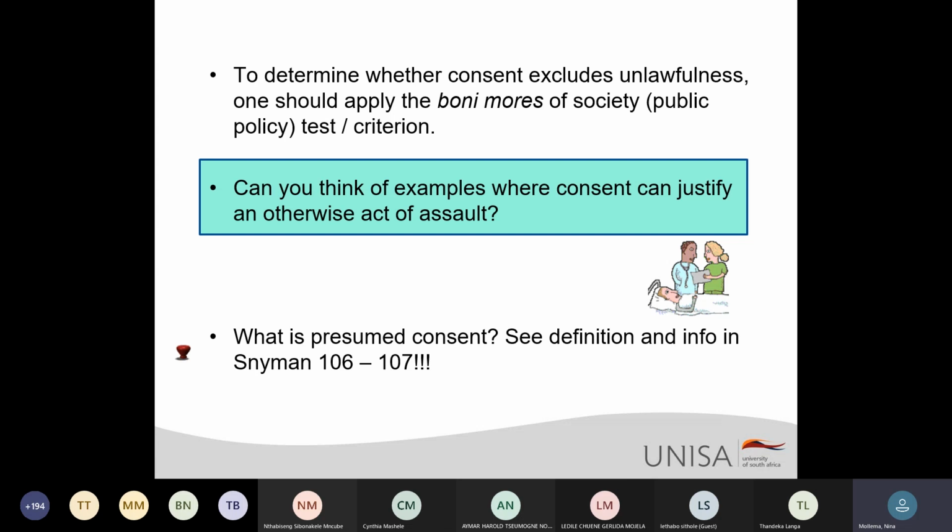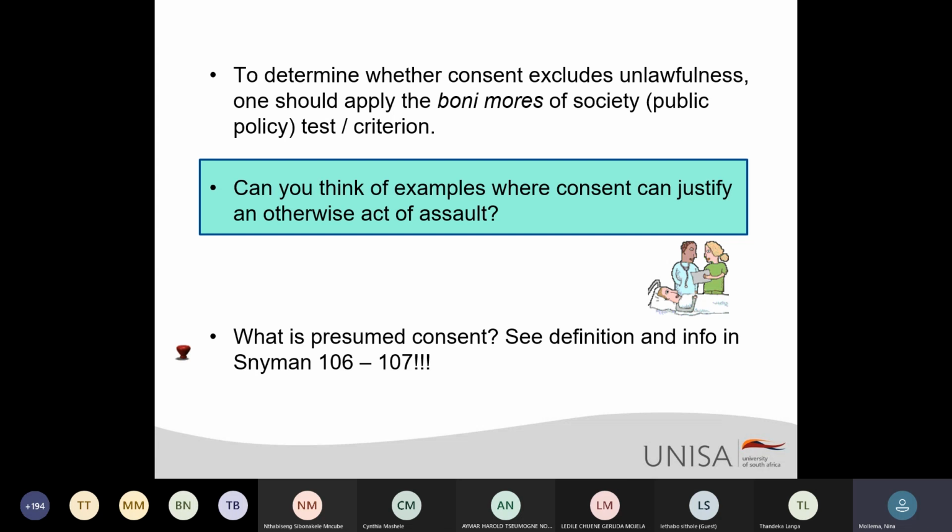Now again, the doctor's example. Can you think of an example where consent can justify an act of assault? It's basically, as you can see with the little picture that we've drawn, a surgeon or doctor operating on a person. Now, in your study guide, you have to look at, yes, you're right, sports too. Very well done. Exactly.